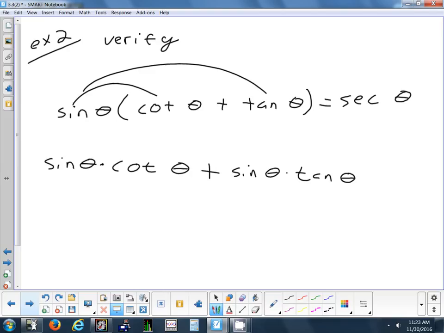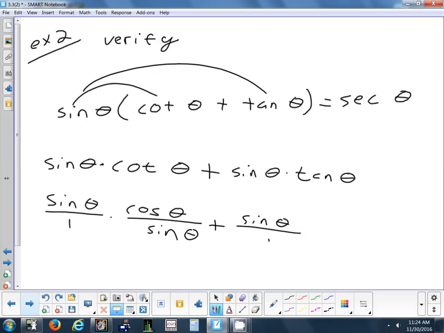I like that idea. What could I do next? What could you change cotangent to? Yep, cosine over sine. That's good. Anything else I should change? Tangent, yeah, what could you change tangent to? Sine over cosine. Now we've got everything as sines and cosines.